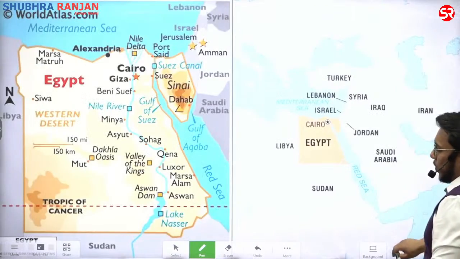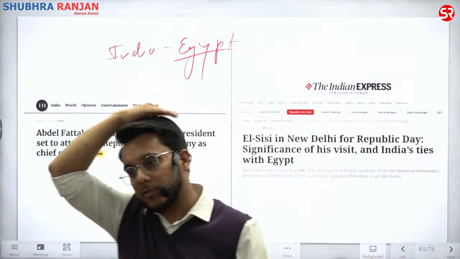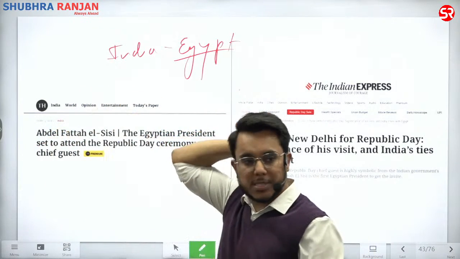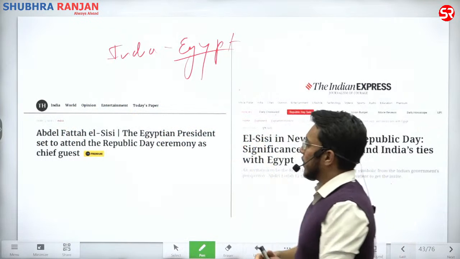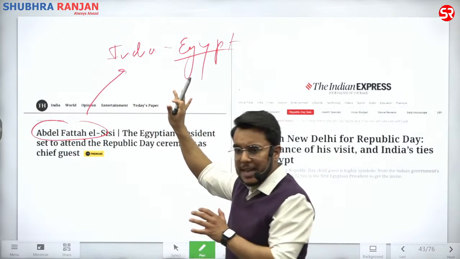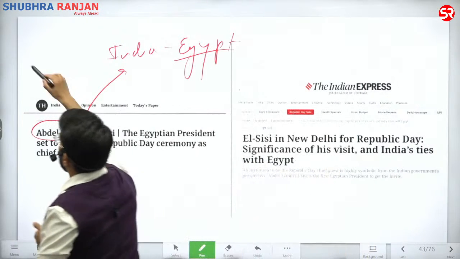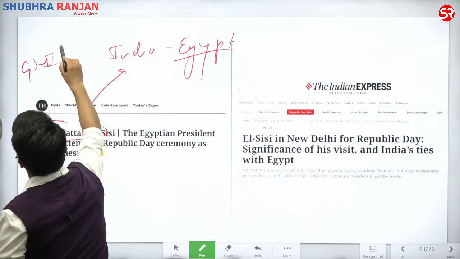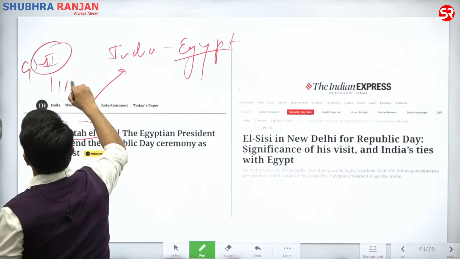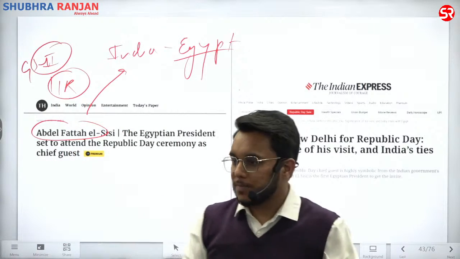Okay, so we have seen that this year, on Republic Day, the guest of honour was Egypt's President Abdel Fattah Al-Sisi. So here we will see entirely about the India-Egypt relations. The topic will be important for GS Paper 2, international relations. Is it clear or not? Theek hai.